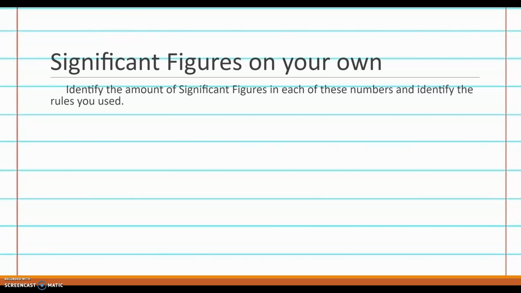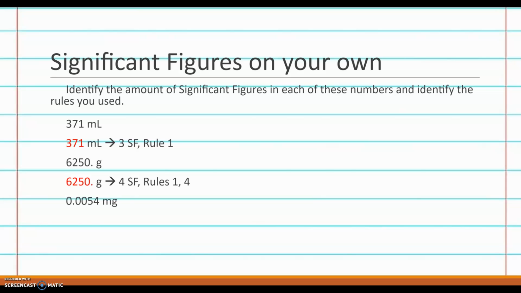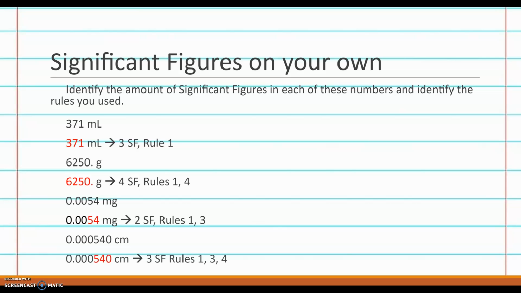All right, here are some more examples. Let's identify the amount of sig figs. Very good. 3, 7, and 1 are non-zeros, so all 3 are significant figures. 6,250. with a decimal point. Because that decimal point is there, there are 4 significant figures. 0.0054. Here, the leading zeros do not count, therefore there are only 2 significant figures. 0.000540 centimeters. Well, here the leading zeros still do not count, so there are only 3 significant figures.